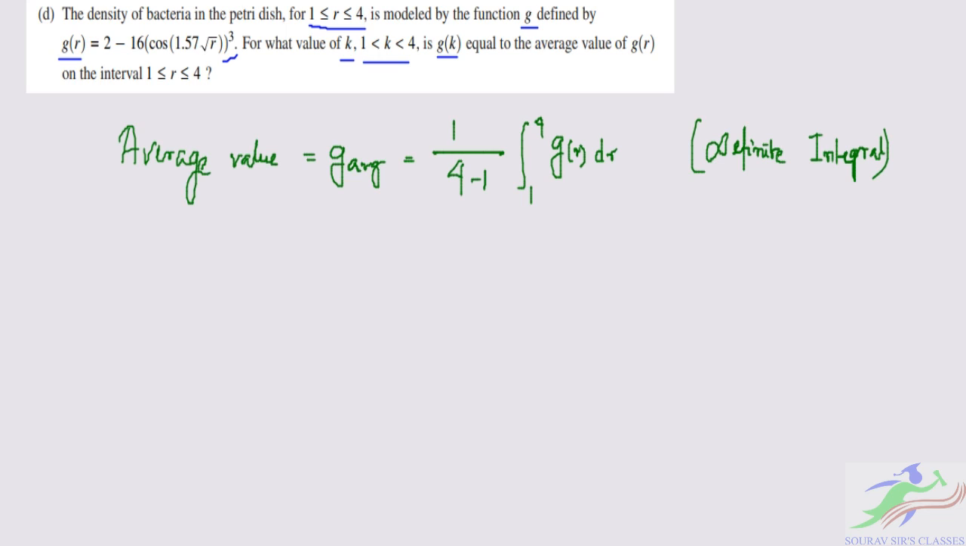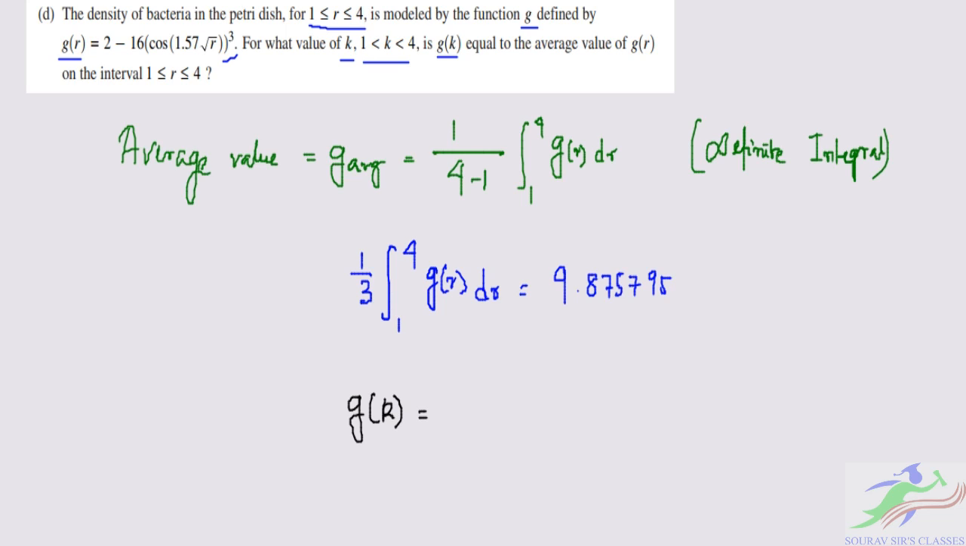We can easily find the value of this particular integral, 1 by 3 times the integral from 1 to 4. You can just directly put the value of g of r and use your graphing calculator. You will find the value as 9.875795. And we have to find the value of k from here, right? So for what value of k is g of k equal to g average? When k is equal to 2.497.